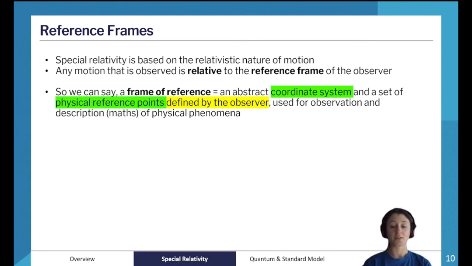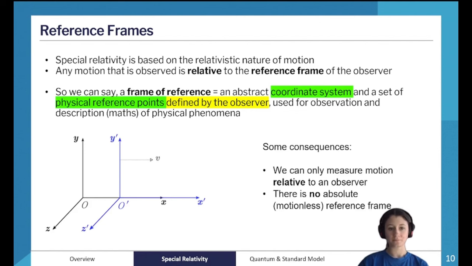And how the syllabus defines it, how QCAA defines it, is an abstract coordinate system and a set of physical reference points defined by the observer used for the observation and description, or in other words, just maths and calculations, of physical phenomena. So that is the definition that you'll need to remember. So it's basically just like a coordinate system, which is just like a point in space and time defined by an observer.